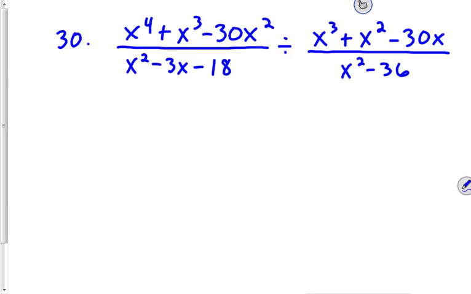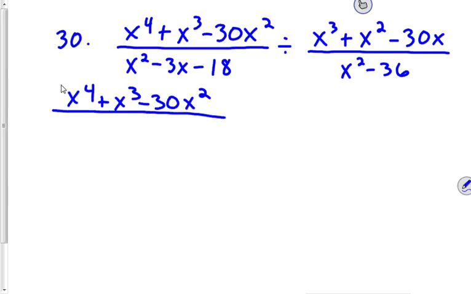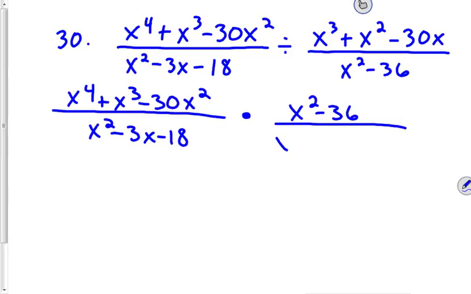So number 30 on page 215, right? It's a division problem. So we all know that the first step is to make it a multiplication problem by the reciprocal. So I'm going to just rewrite this for now. Now I'm going to make it a multiplication problem, and I'm going to write the reciprocal. So I'm flipping it.